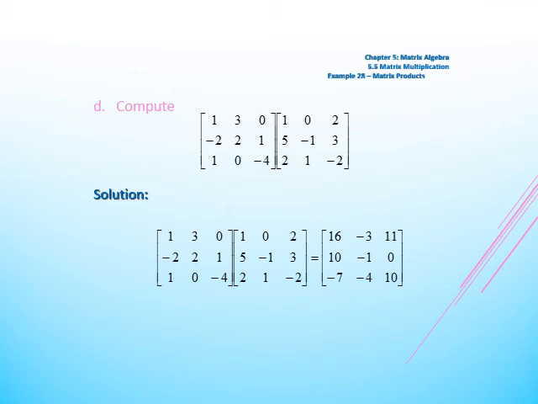Let's note, we will first take the first row with the first column. 1 times 1 equals 1, then 3 times 5 equals 15, 15 plus 0 equals 15, then 1 plus 15 equals 16. First row with the first column, we finished. Okay, let's move to the other column.